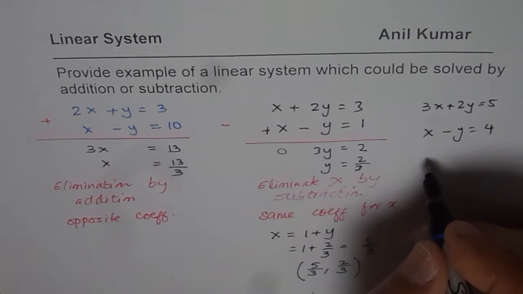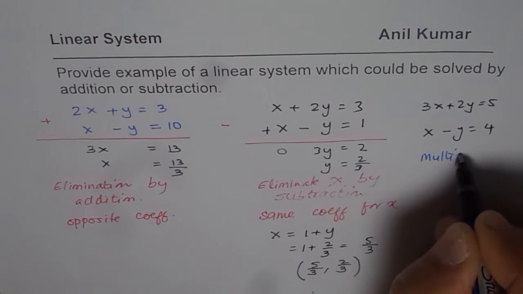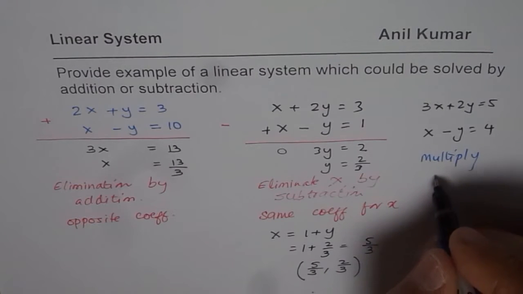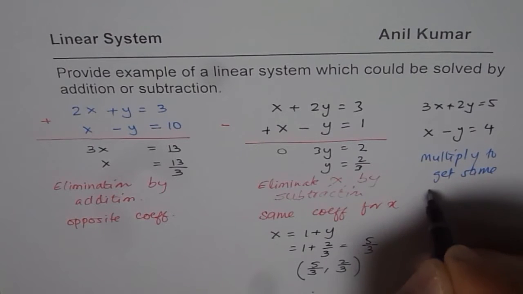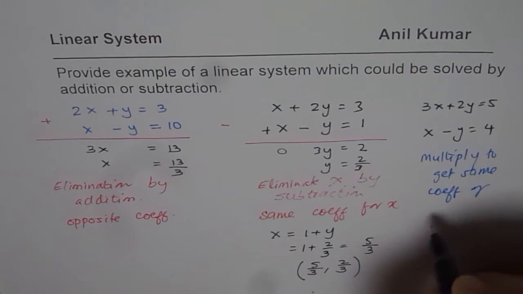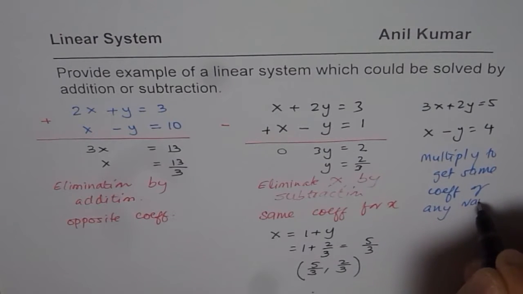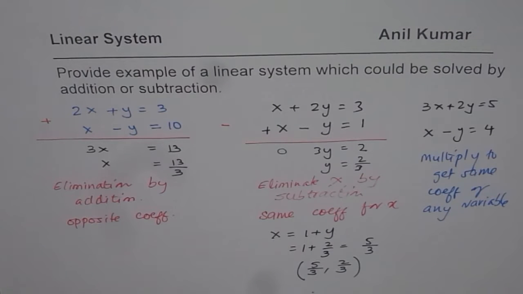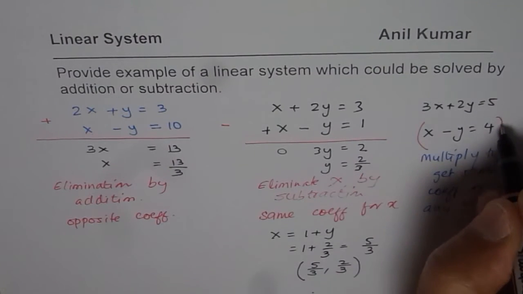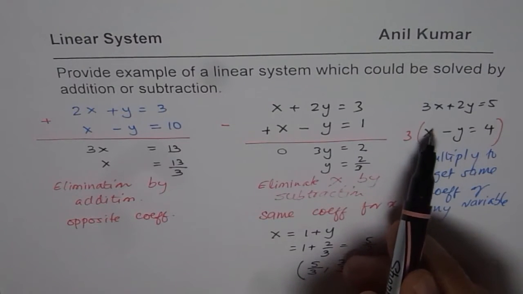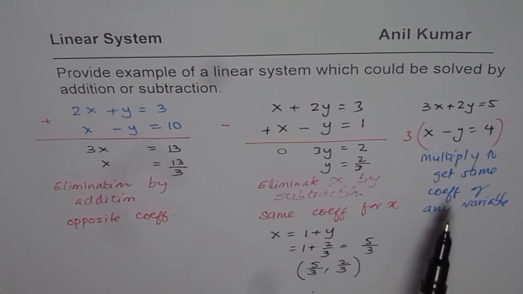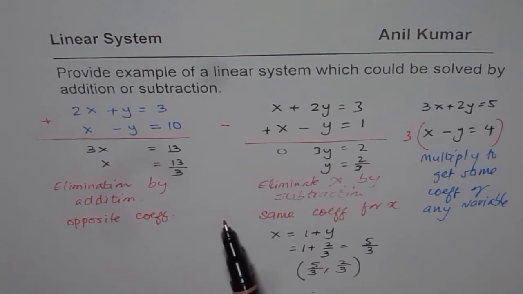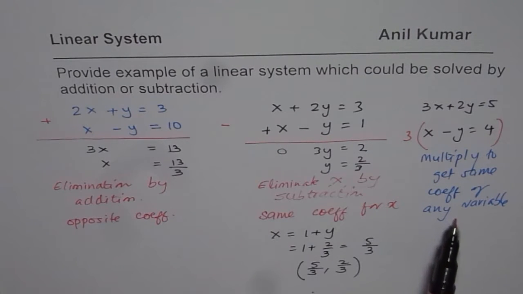So in such cases we need to multiply at least one of the equations to get the same coefficient of any variable, any one you choose. You can choose x, for example. In that case you're going to multiply the whole equation by 3, then it becomes 3x. Now when they are the same, then you subtract. So you do a combination of multiplication and this property. That is the third way of doing elimination, which we will discuss in the next video, right?